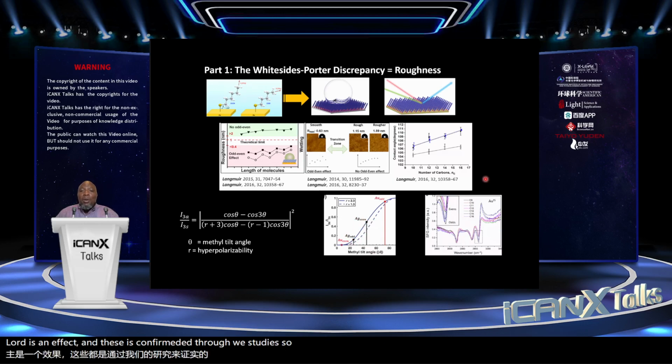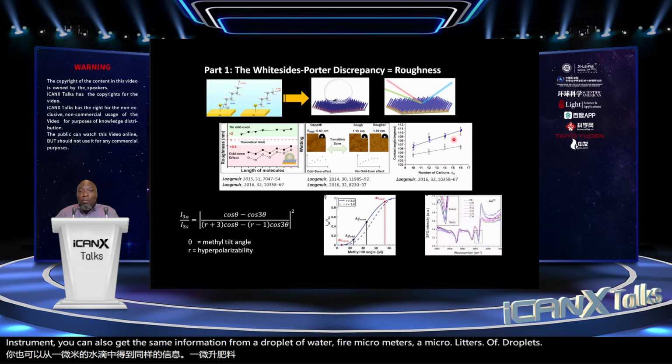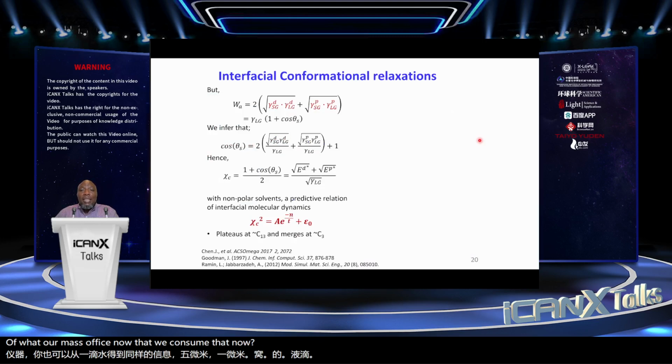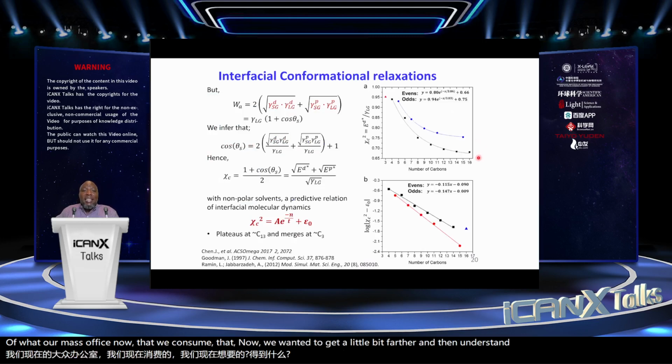So what you get from a 750,000 instrument, you can also get the same information from a droplet of water, 5 microliters of droplets of water on a surface. Now that we have shown that, we wanted to get a little bit further and understand this dynamic.